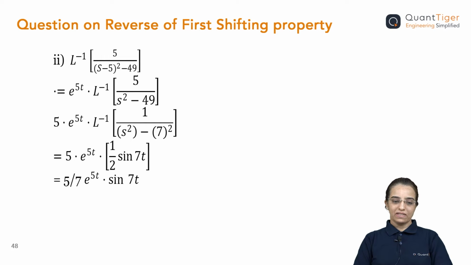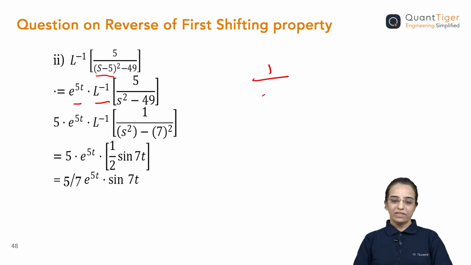So this is second question now. 5 upon (s minus 5) bracket square minus 49. यहाँ पे clearly पता चलता है s minus 5 आ चुका है s की जगह, तो हमें मल्टीप्लाई करना है e to the power 5t से, और जो भी टर्म यहाँ पे it will be left over. So it's 5 upon s square minus 49 का हमें Laplace inverse लेना है.